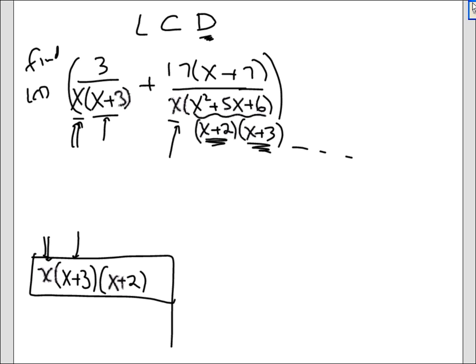We're not actually going to add these fractions yet. We're just going to learn this section on how to find the common denominator, the least common denominator. And that's what it's going to be: x times x plus 3 times x plus 2. Let's try another one. So you just write stuff in the corner.